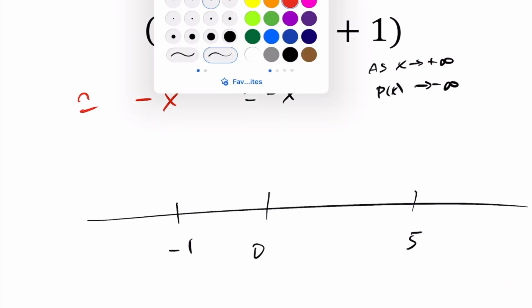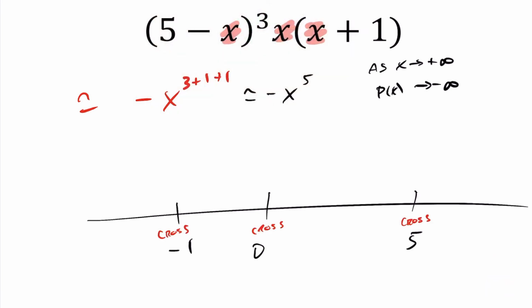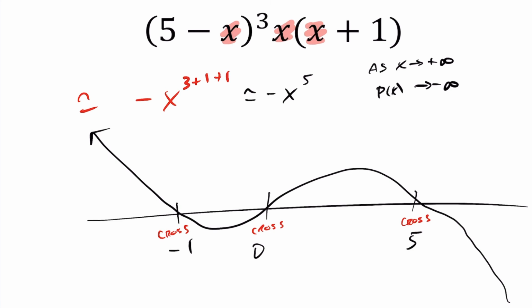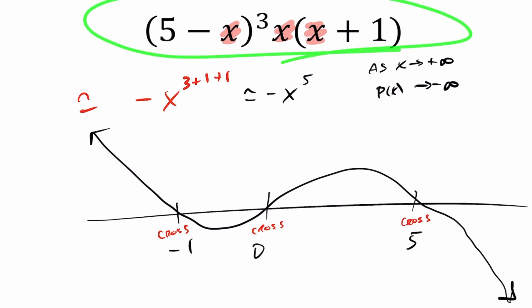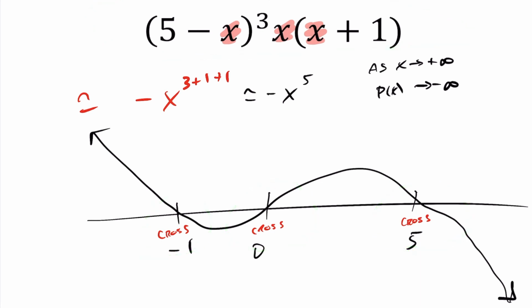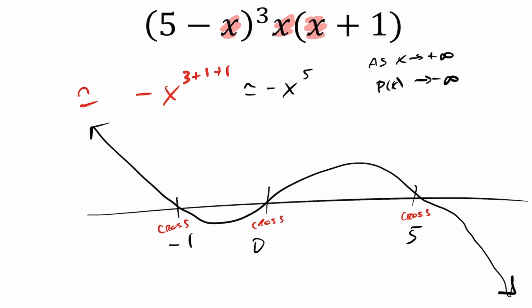Let's label what's going to happen as we cross our roots. And again, I'm starting here at negative infinity. As I tend towards my root, we're going to cross, we're going to cross, we're going to cross. So you can see here that in this situation, because all the powers on the roots were odd, we're crossing every time we approach that root, and we identified our end behavior as being negative infinity. So that gave us kind of our starting point, and then we can go ahead and graph our degree 5 polynomial. Let's look at another example.